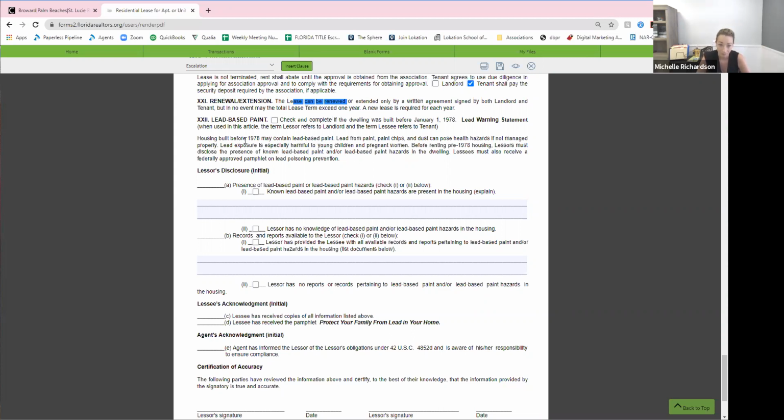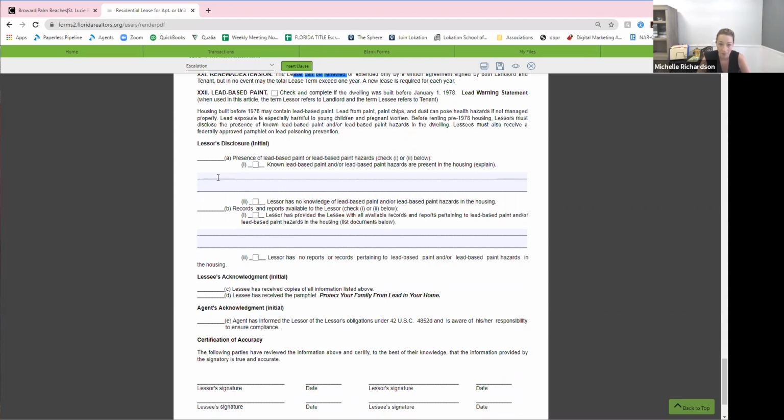Lead-based paint. It says here, check and complete if the dwelling was built before January 1st, 1978. If the property was built January 1st, 1978, you would not have to do this lead-based paint portion of it. But if it was December 31st, 1977, you would have to do it. So it says lead-based paint warning. Housing built before 1978, it goes into about the hazards in regards to it.